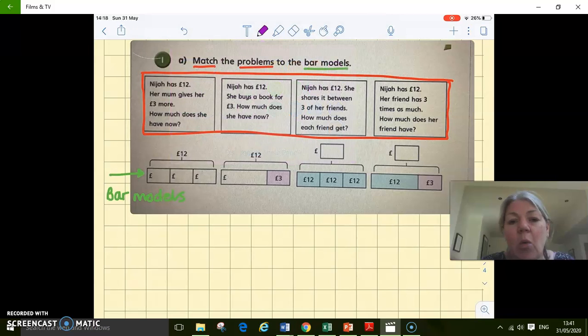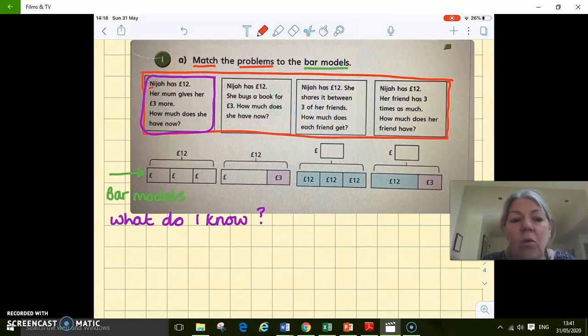And we're just going to look at one. I'm just going to do one with you, and we're going to look at the first one. And it says, Neha has £12. Her mum gives her £3 more. How much does she have now? Now, what do I know is always the first question you should ask yourself when looking at a problem. I know from the question that Neha has got £12.